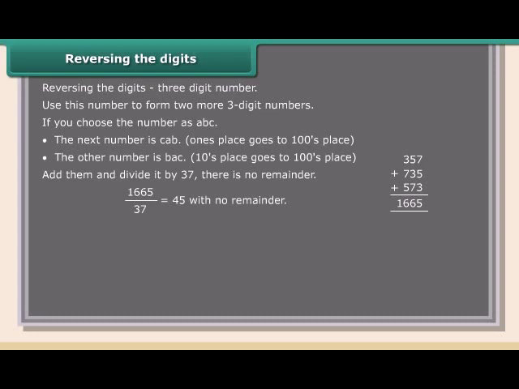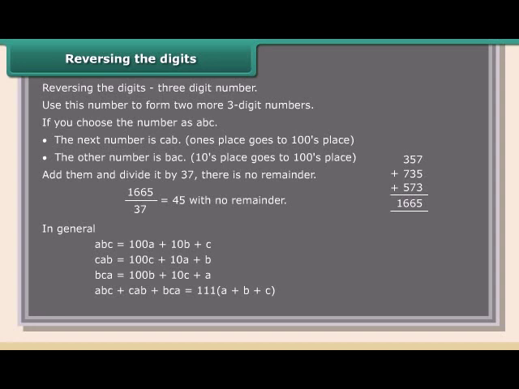With no remainder. In general, ABC = 100A + 10B + C. CAB = 100C + 10A + B. BCA = 100B + 10C + A. ABC + CAB + BCA = 111(A + B + C) = 37 × 3(A + B + C). So the sum is divisible by 37.